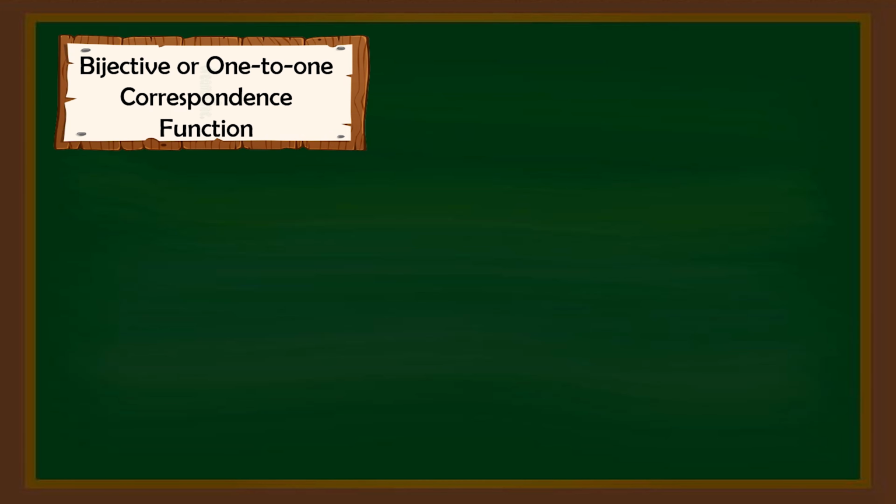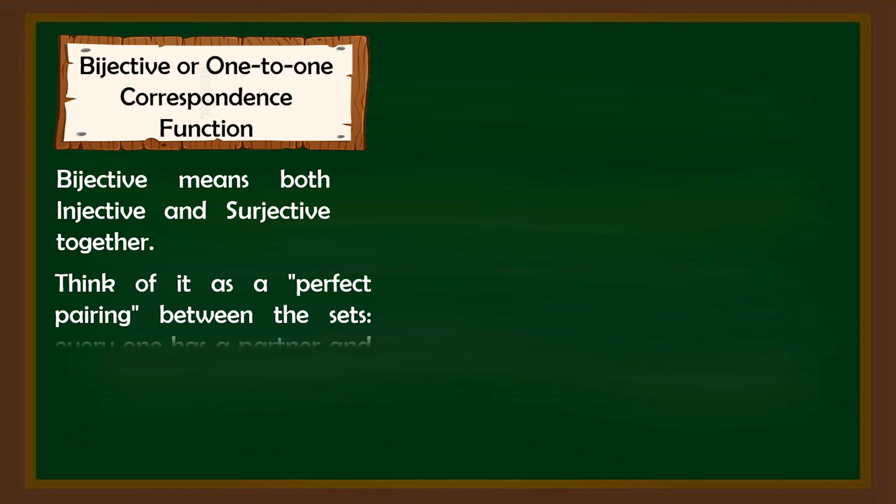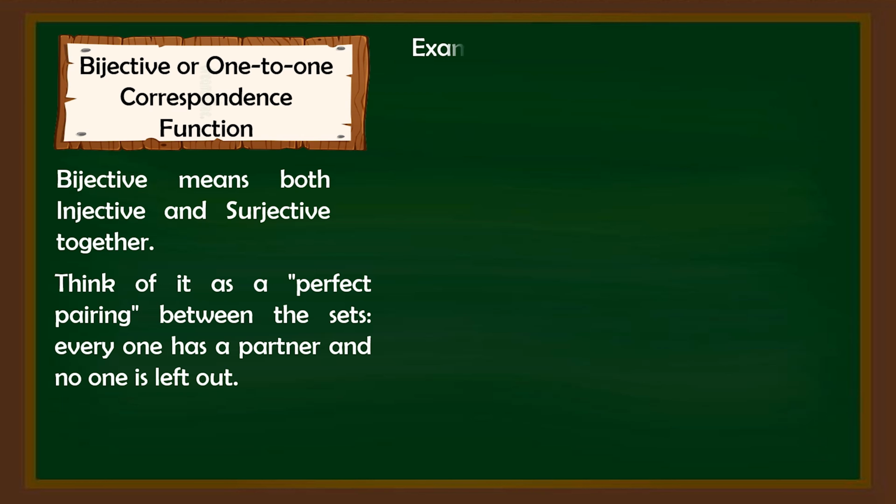Let's have the last type of function, which is bijective or one-to-one correspondence function. Bijective means both injective and surjective together. Think of it as a perfect pairing between the sets. Everyone has a partner and no one is left out. In other words, this is a perfect function. Every element has its own pair and no one is left unpaired. Let's take a look at our example.